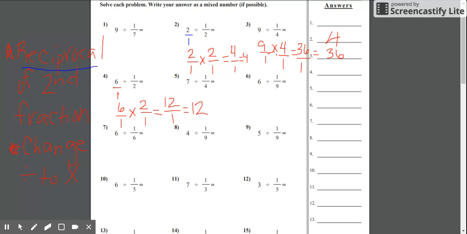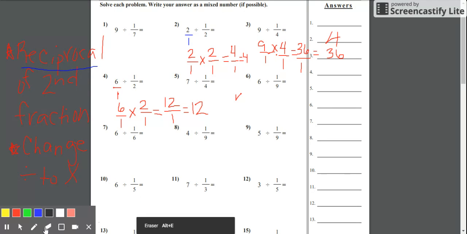Now, let's say I got an answer of 12. Let's say my answer was 12 over 3.